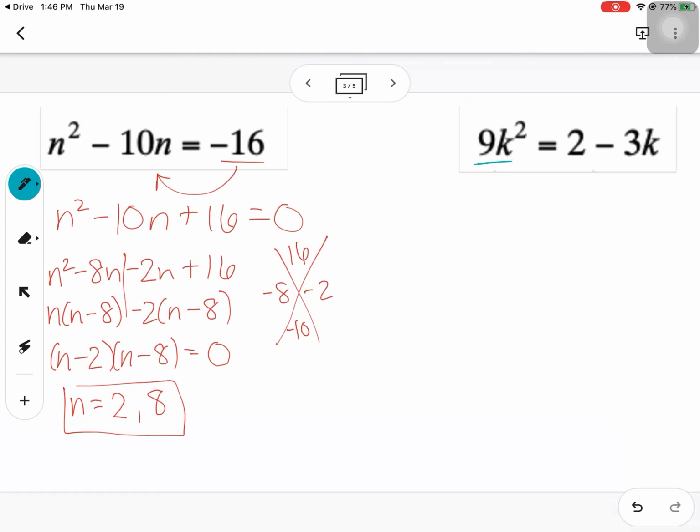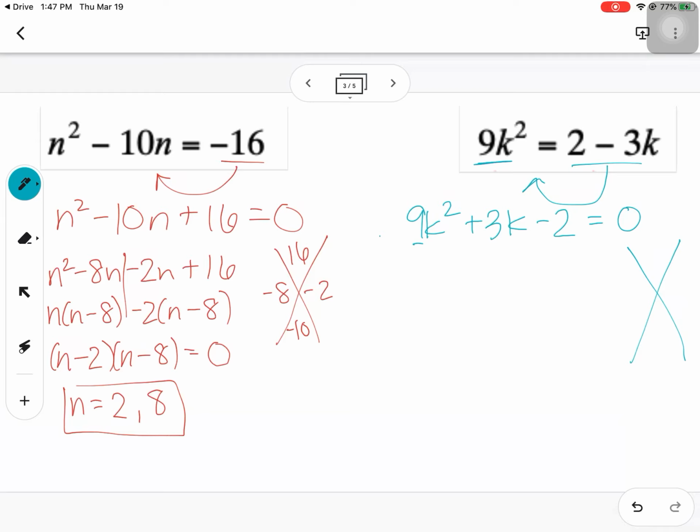On this other one, same idea. I'm going to keep my 9k squared positive, so I'm actually going to move both of these things over here. So I have 9k squared plus 3k minus 2, again going in descending exponent order so that I am in the correct order for my factoring. If it's in the wrong order, you're not going to be able to do it.